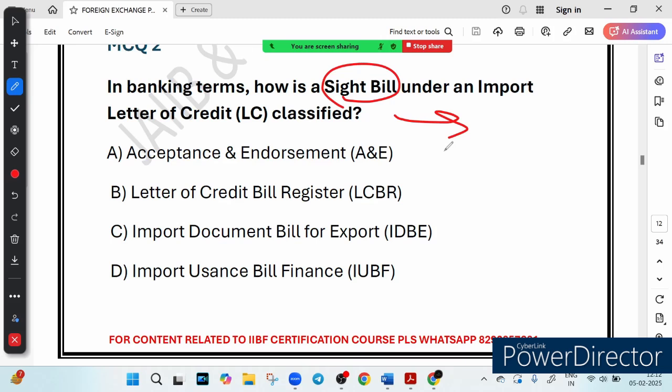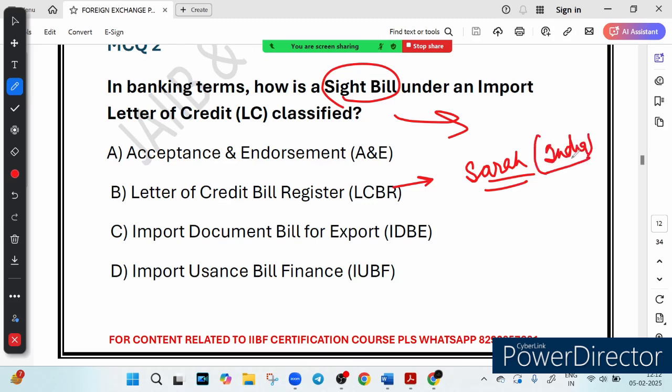So the bank uses a letter of credit bill register to track all these transactions and ensure that payment is made on time. So basically this LCBR is a kind of reporting, a place to track all these transactions. For example, let me give you an example of LCBR. Sarah is an importer from India, buying machinery from Germany. She presents the sight bill to her bank. So she is Indian.